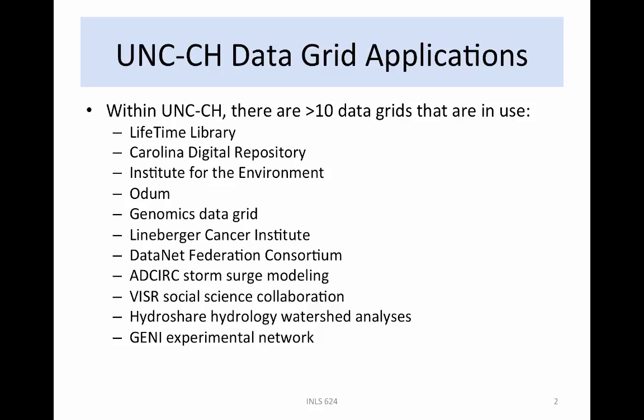preserving faculty collections, hydrology workflows for the Institute for the Environment, a preservation archive for ODM, a genomics data grid that organizes data sets from multiple independent research projects, patient data for the Lineberger Cancer Institute, distribution of storm surge modeling for the AdCirc application, and an archive for the Genie experimental network. A future task is the federation of the data grids to enable interdisciplinary collaborations.